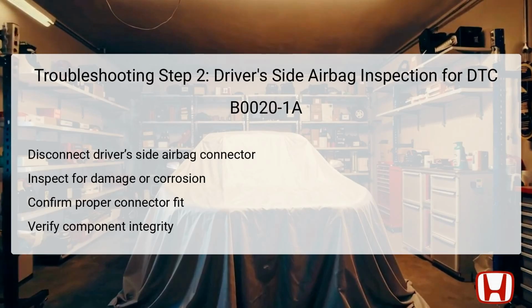Additionally, examine the integrity of the airbag component itself. If the airbag has been deployed previously or shows any signs of wear, it must be replaced. A thorough inspection at this stage is essential to ensure the safety features of the vehicle are not compromised.